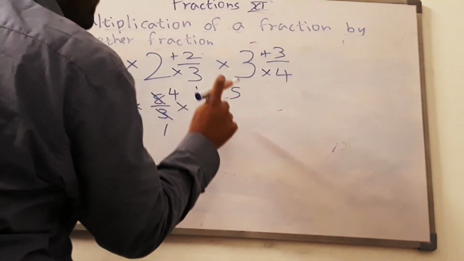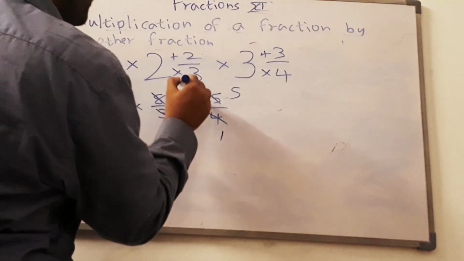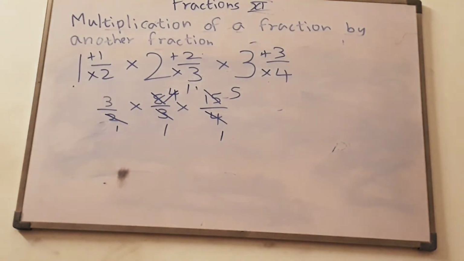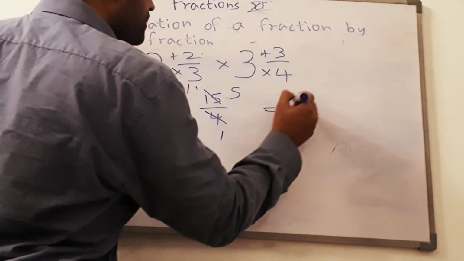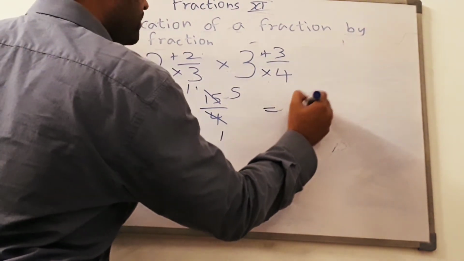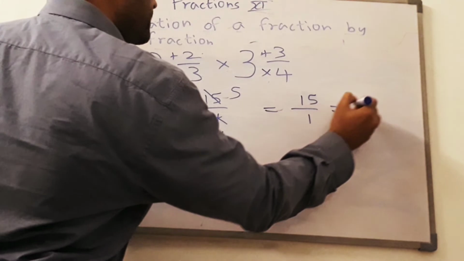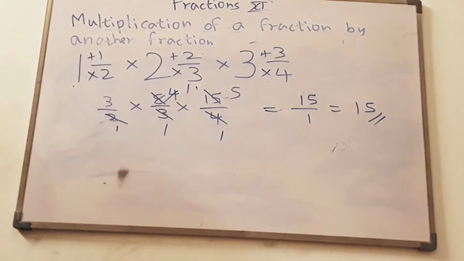Now there's a 4 here, there's also a 4. 1 4 and 1 4. Okay, answer is 3 times 1, 1 times 3 times 1, 3 times 5 is 15 over 1. Answer is 15. Okay, we'll do it again.